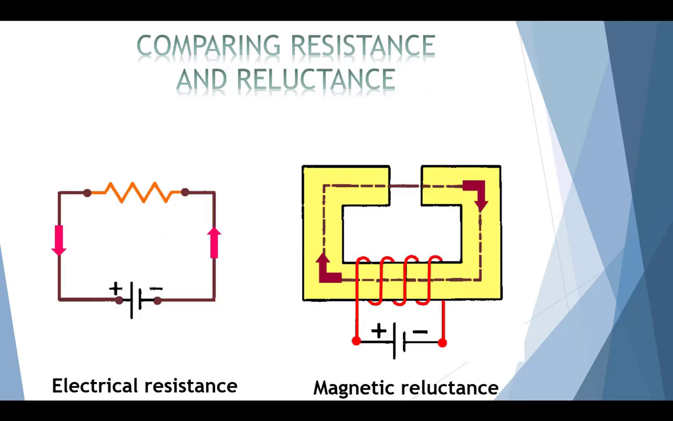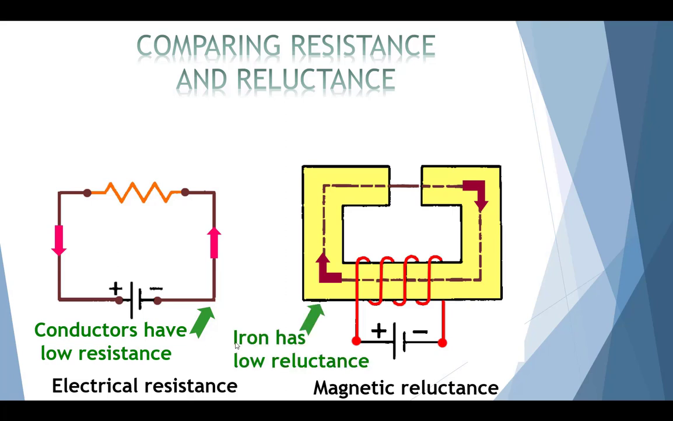Comparing resistance and reluctance. As we talked about with the shielding, we said that the lines of flux like to travel through iron, but not so much through air. So reluctance is to magnetic lines of flux as resistance is to current. So in electrical resistance, you see the current is impeded by that resistance. And in a magnetic circuit, the reluctance affects how much flux will flow.